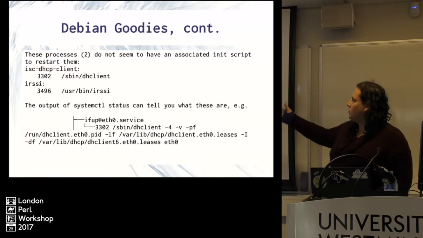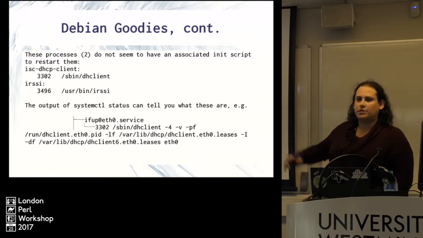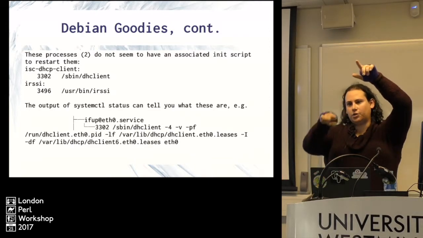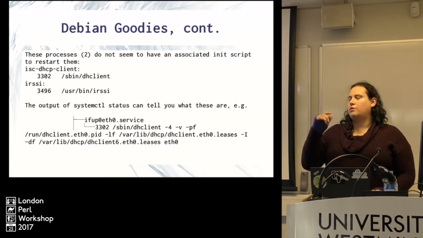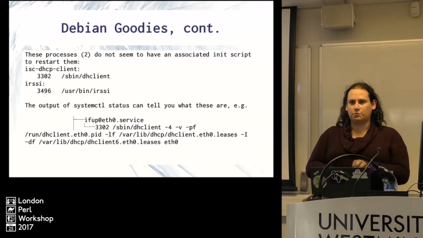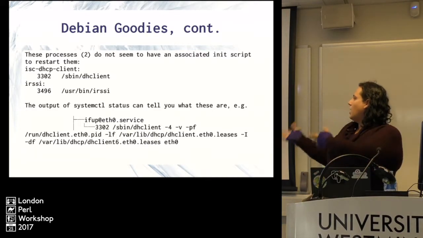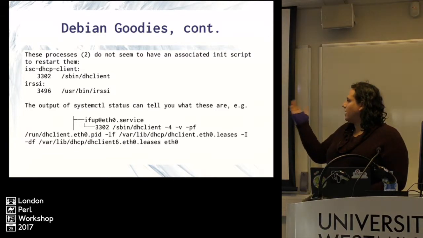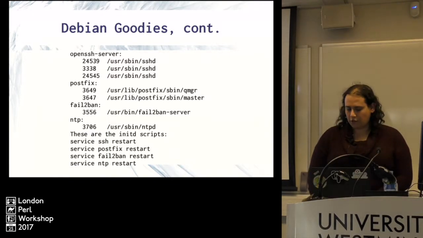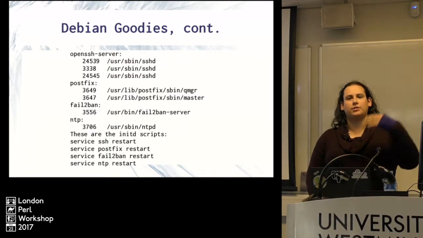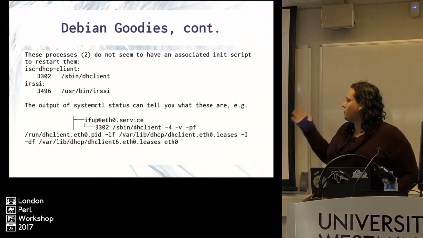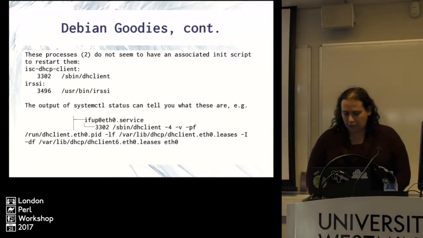But if you don't know what processes don't have an init script associated with them, just running systemctl status will tell you everything that's running in a tree. And if you want to know about a very particular process, you can always do systemctl status and say something like ISC DHCP client or OpenSSH server, and you'll get logs and statuses and how long it's been running and a bunch of other useful things. But this is useful for seeing what's running and what you need to restart.